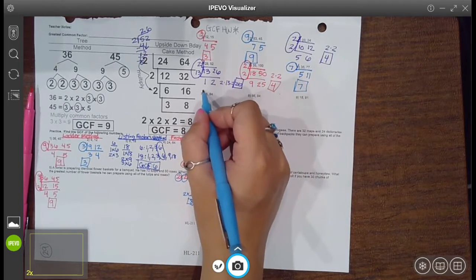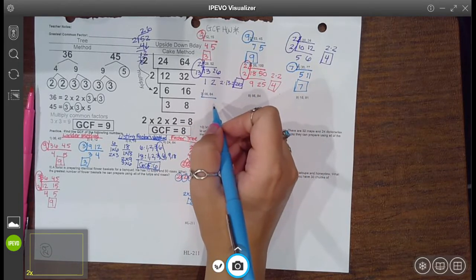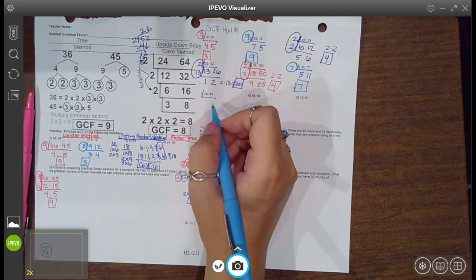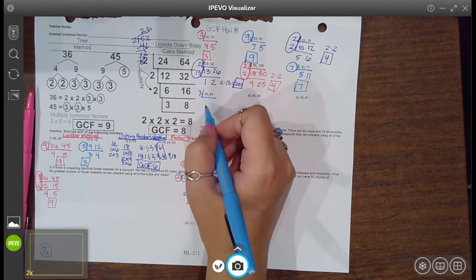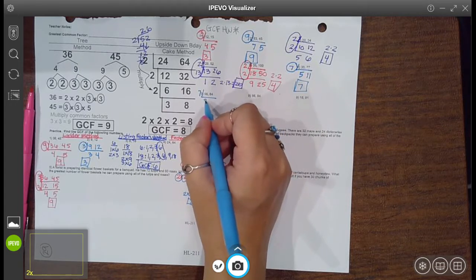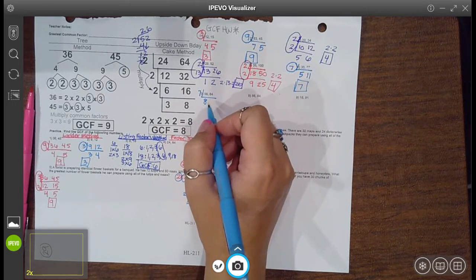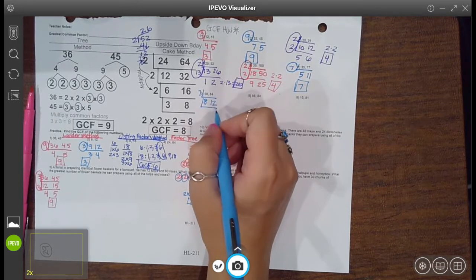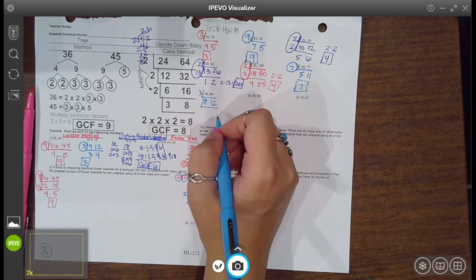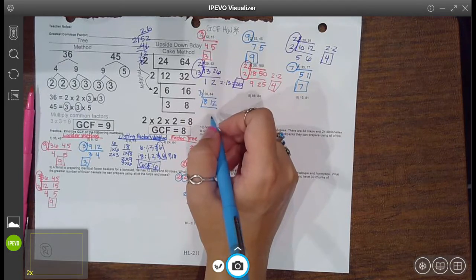Okay, next one. We're just rocking right along here. What can go into 56 and 84? I see 7. 7 times what is 56? 8. And 7 times what is 84? 12. Again, if you start with something different, that's fine. We should still get the same answer. So if you start with something different, pause it and keep going with your tree. Watch, we'll get the same answer.